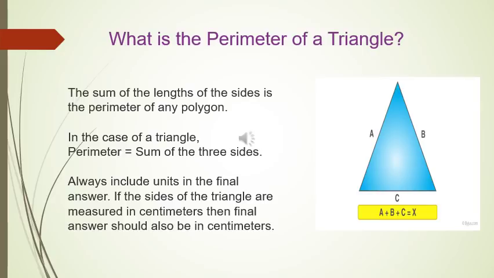Now let us revise what we mean by the perimeter of a triangle. As you are all aware, the perimeter of a figure is obtained by adding the lengths of all its sides. So in case of a triangle, there are three sides, so the perimeter is the sum of all its three sides. If the sides of a triangle are A, B and C, the perimeter is the sum of A, B and C. Always remember that you have to include the units in the final answer. If the sides of a triangle are measured in centimeters, then the final answer should also be in centimeters.